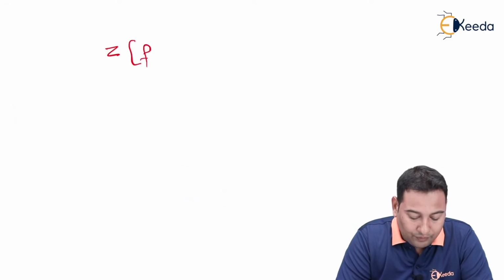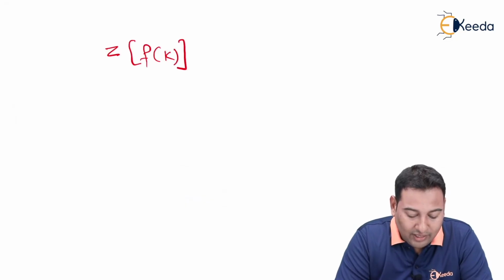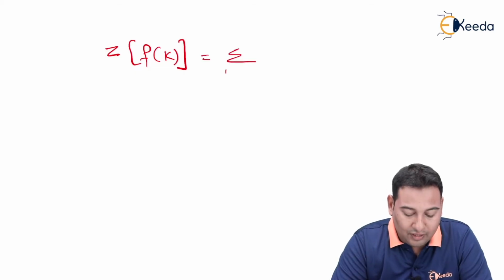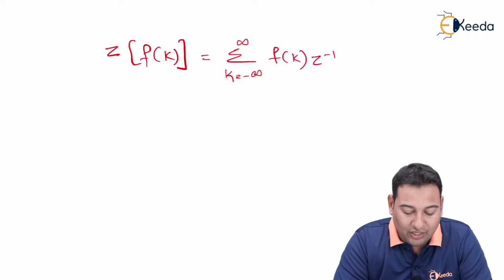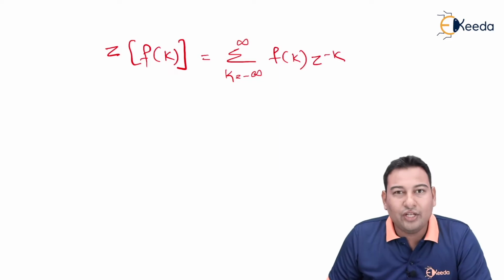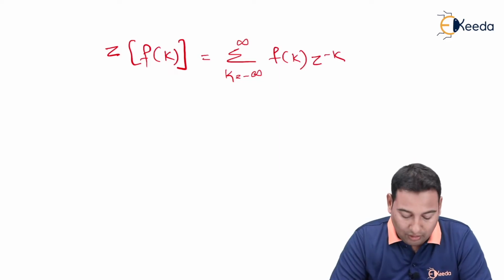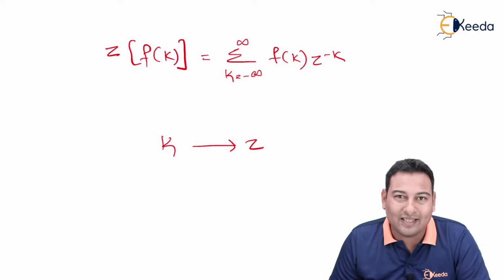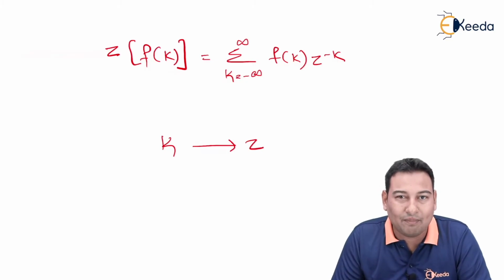Z of f of k, how actually it converts problem from k to z. The definition is summation from k equal to minus infinity to infinity of f of k into z raised to minus k. So this is the definition through which a problem from k will be converted in terms of z. So let's discuss with an example.